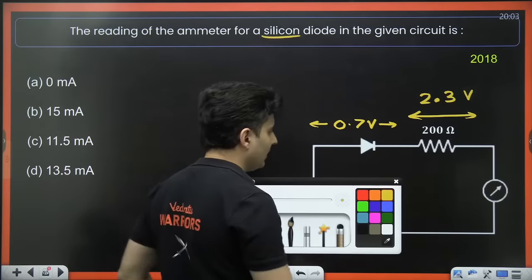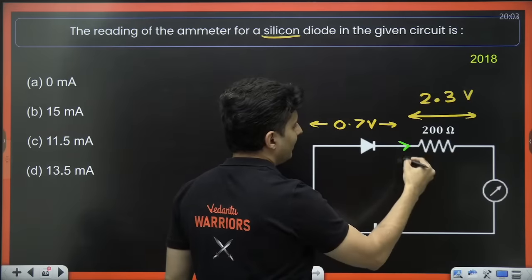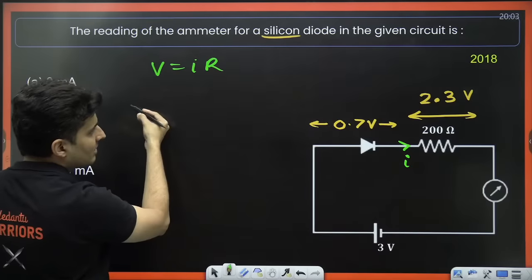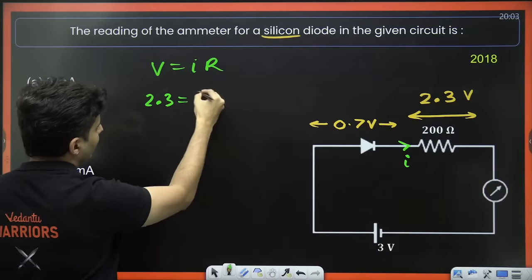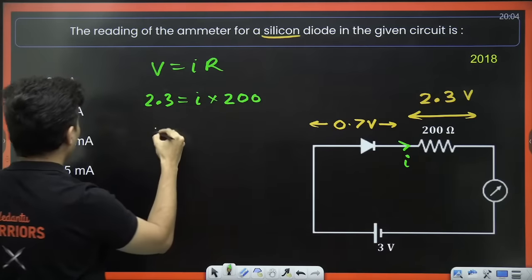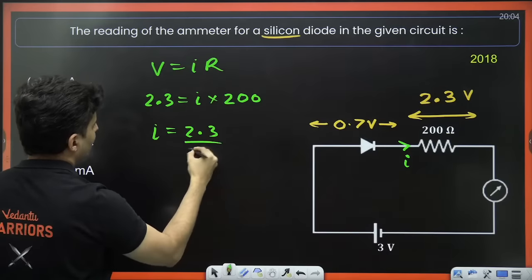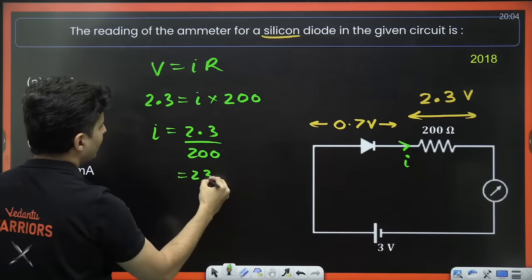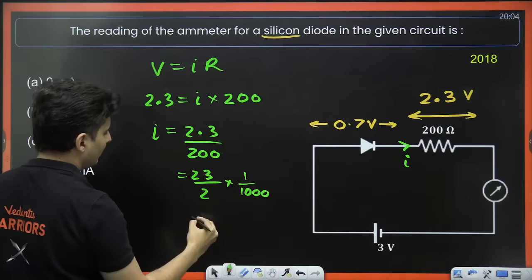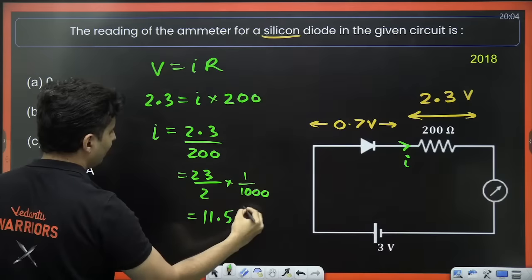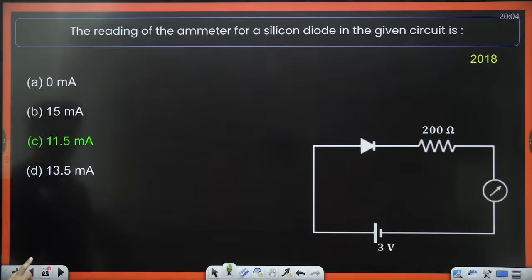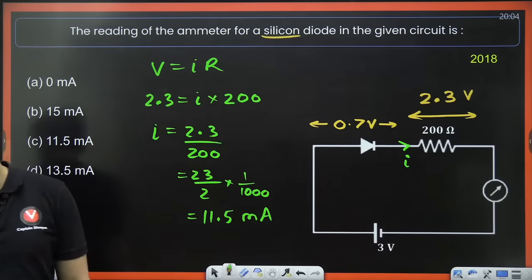Question is, what is the current, or the ammeter reading? Well, if you want to find the current, use V equals IR for the resistance. Voltage is 2.3, current I don't know, resistance is 200 ohm. So I will be 2.3 divided by 200, which is also 23 divided by 2 into 1 by 1000. The decimal I have shifted, which is 11.5. 1 by 1000, I can write as milliamperes. 11.5 milliamperes. Yes, that is C for Captain Shreyas.